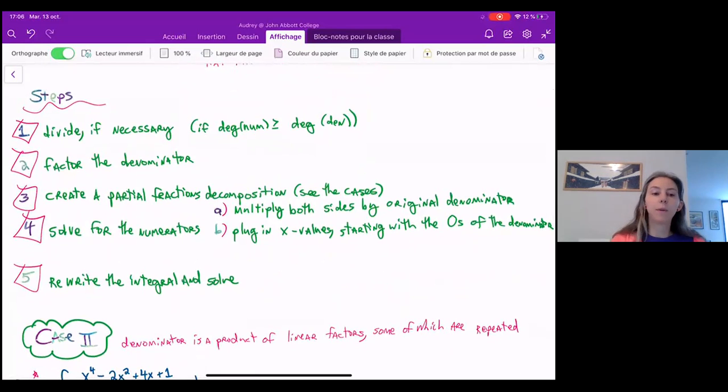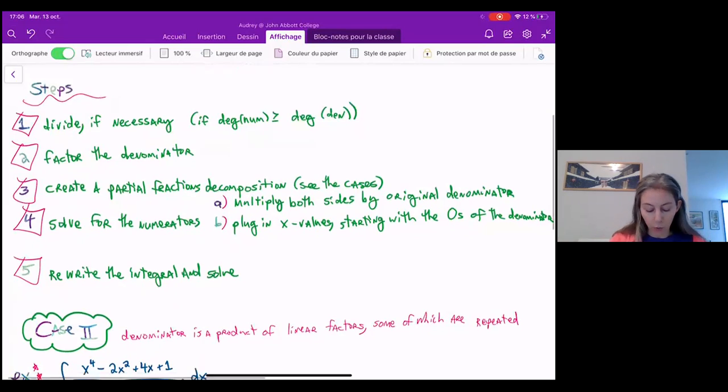So last class, we mainly looked at case 1. The different cases come into play in step 3. Case 1 was when we had our denominator factored into linear factors, so only x, not x squared, not x cubed, linear factors, and they all appeared only one time. So no x plus 2 squared or cubed, just x plus 2.